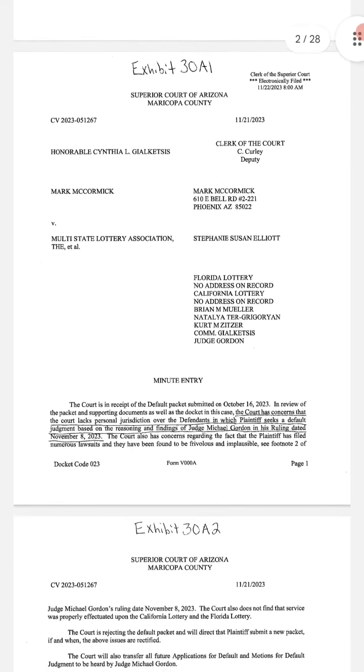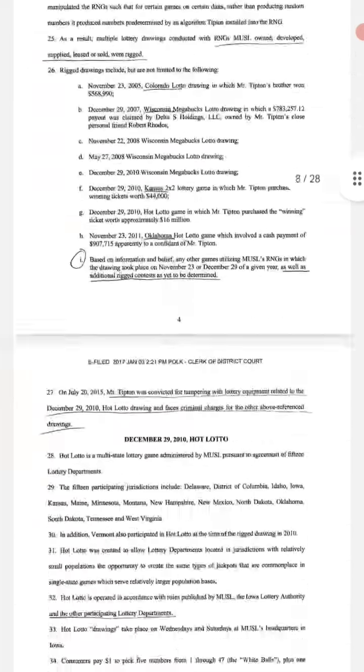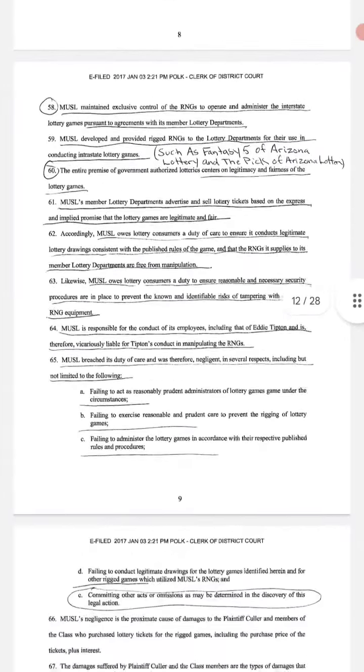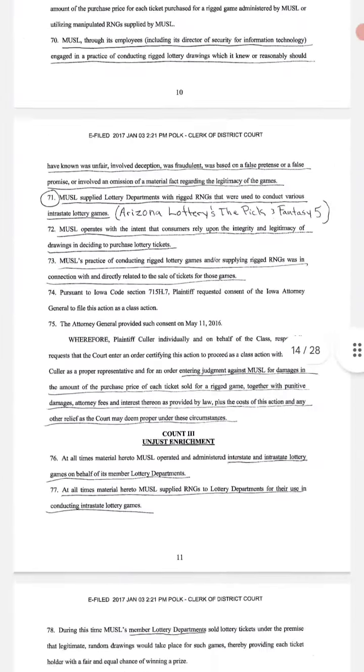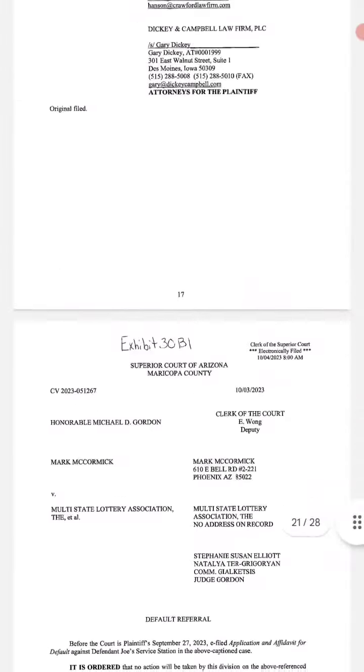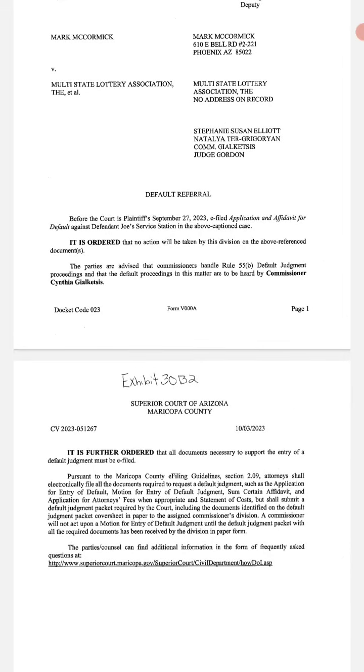So this first exhibit is the order that was issued by Gialketsis. But before we read in that, we're going to go and look at the earlier order that was issued by Michael Gordon. So I'm going to flip through this real quick, so just bear with me. I don't want to get you guys dizzy, because we're going to put this all the way together so you guys can see. Okay. Now, this was the order that Michael Gordon issued on October 3rd, as a result of me entering my application for default against the defaulting parties on September 27th.